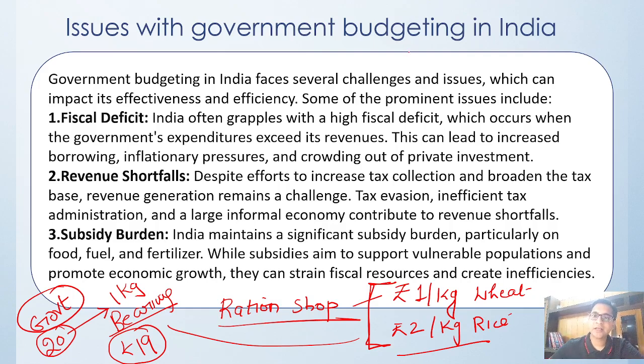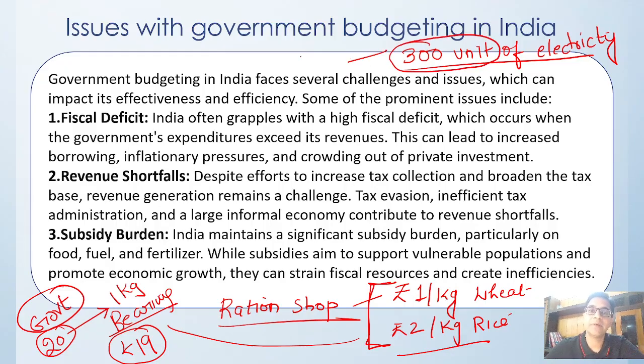So somebody is paying for that. If you are saying that 300 units of electricity are free, you are not paying, but somebody has to pay the electricity company, right? Government will be paying for this free electricity to the distribution companies, discoms, right? So nothing comes free, somebody has to pay for it, right?